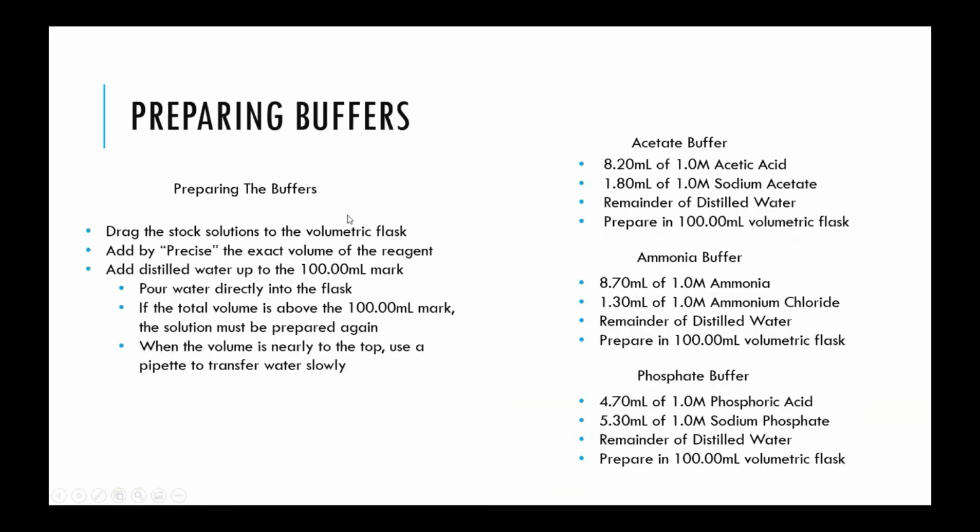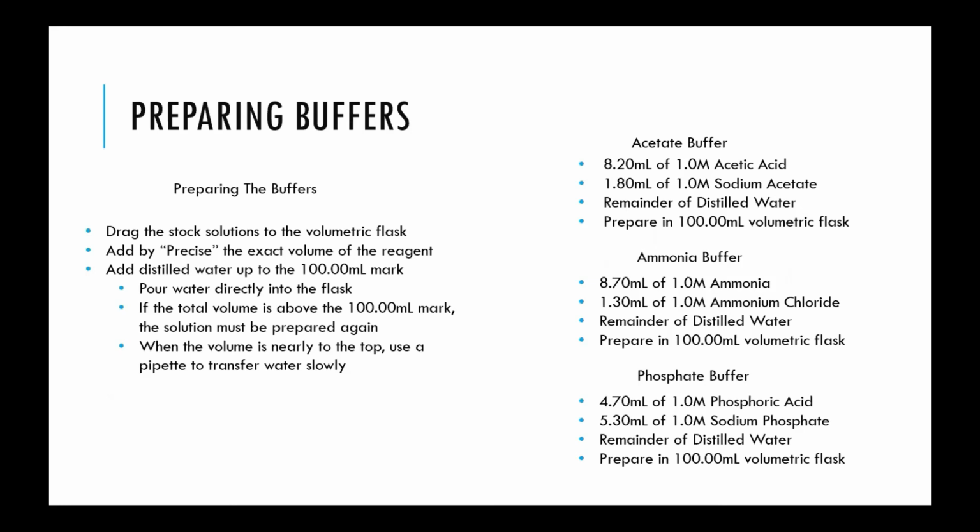In this experiment, you're first going to be measuring the pH and preparing these different buffer solutions. You can do that by adding the volumetric flasks to the benchtop, adding the chemicals needed, and then you can drag the chemical over to the volumetric flask and add precisely the exact volume needed to prepare the solution.